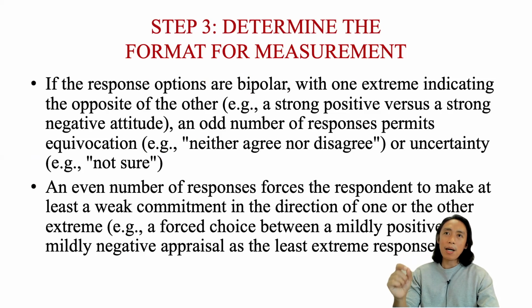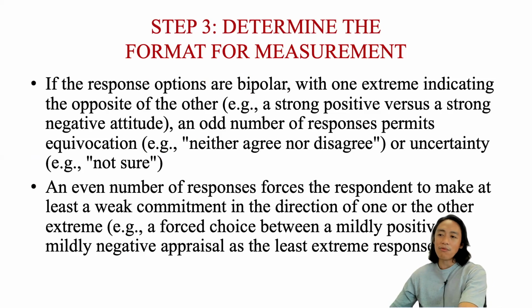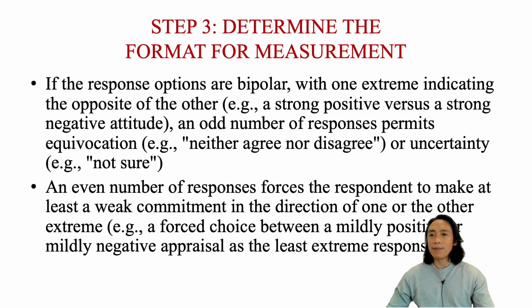But again, think about it. Is it logical, or is it possible for an individual to be neutral with regard to the construct that you are measuring? So that's the ideal situation wherein we use an odd number response set. An even number response set forces respondents to make at least a weak commitment in the direction of one or the other extreme. So essentially, you're forcing the individual to mildly agree or mildly disagree on a particular matter with regard to the construct that you are measuring.